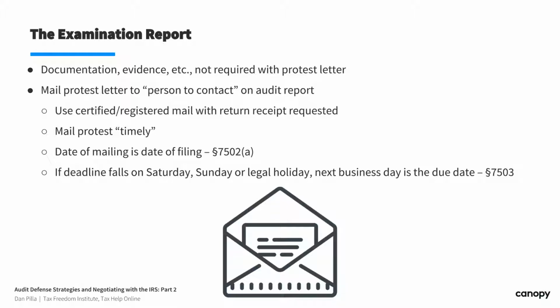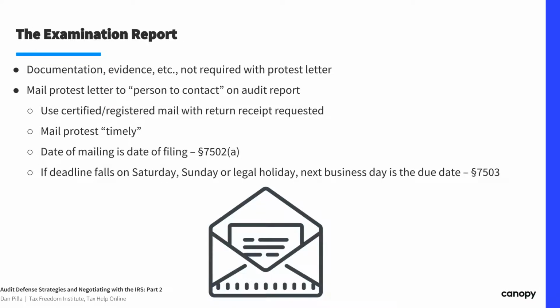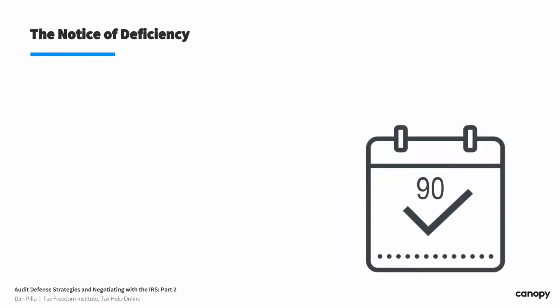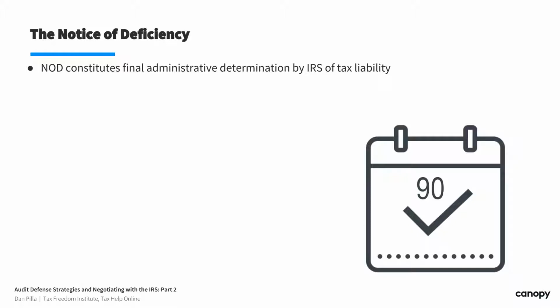Now, I want to talk about a notice of deficiency here. The notice of deficiency, I mentioned in part one when I was talking about the assessment statute of limitations and whether to waive it or not. The question of a notice of deficiency came up. There's a lot of misunderstanding about notices of deficiency, and I want to clear this up because it's very, very important for you as counsel to understand what this is.